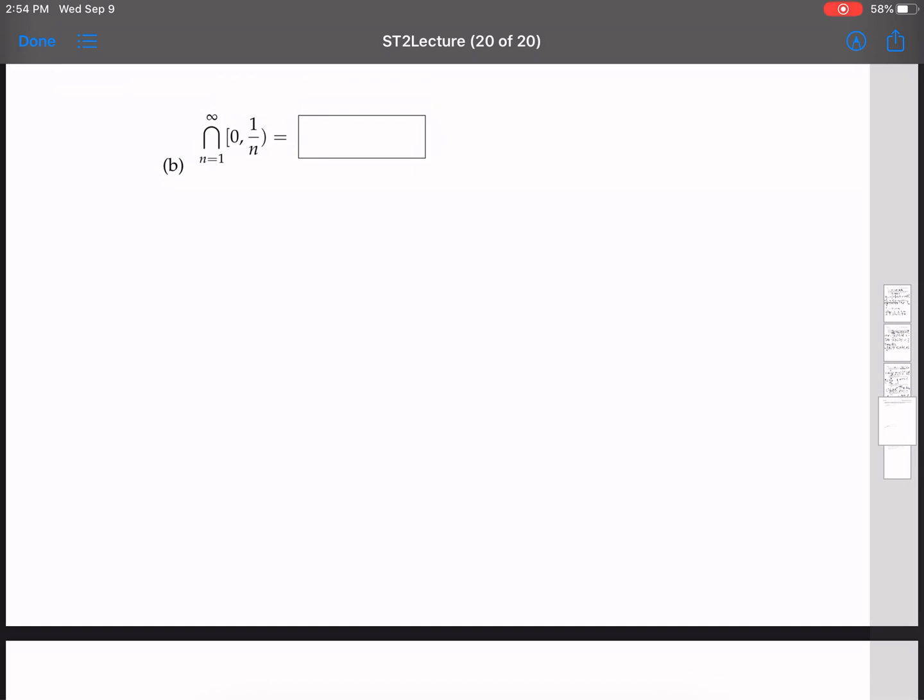And notice in this one, we're looking at the intersection, not the union. So the intervals will be the same for n equals 1, n equals 2, n equals 3, and so on. But we're intersecting them. We're finding only what they have in common. We're not taking them and putting them together. We're now seeing only what they have in common.